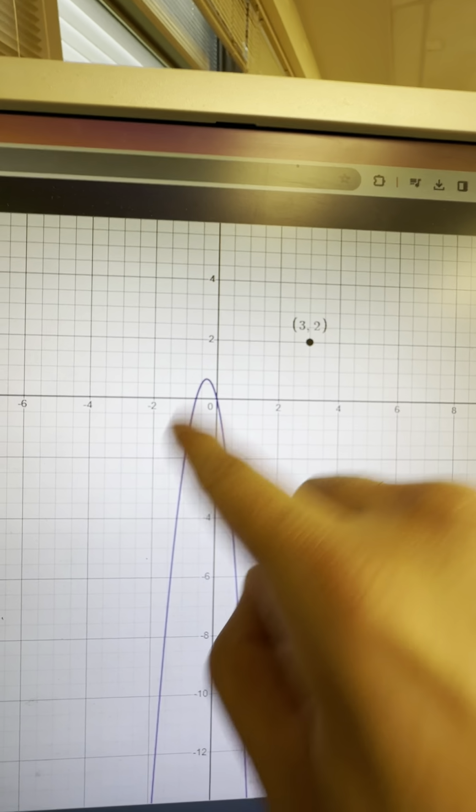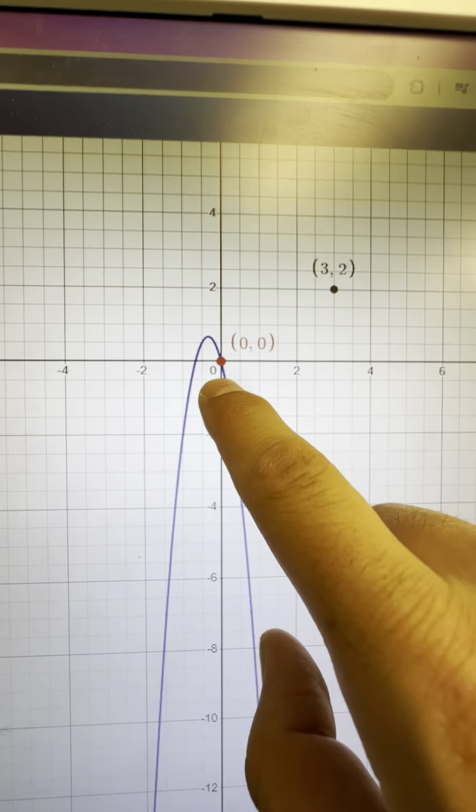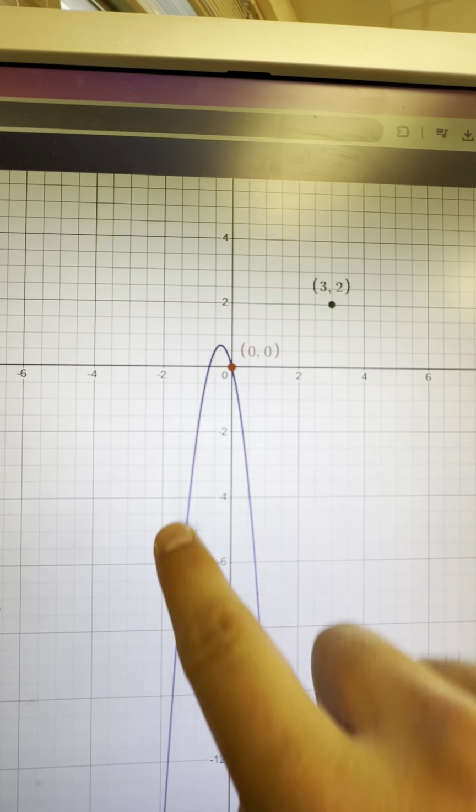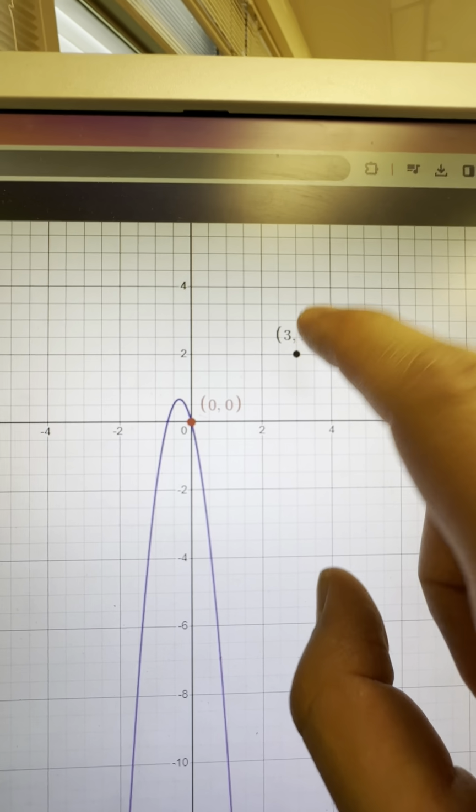I'm going to click on label, and you can see here (0, 0) is here. You can see the red point. It's on the line. Therefore, this is a solution. So as long as your point is on the line, doesn't matter where, as long as it's on the line, it's a solution. If it's not on the line, it's not a solution.